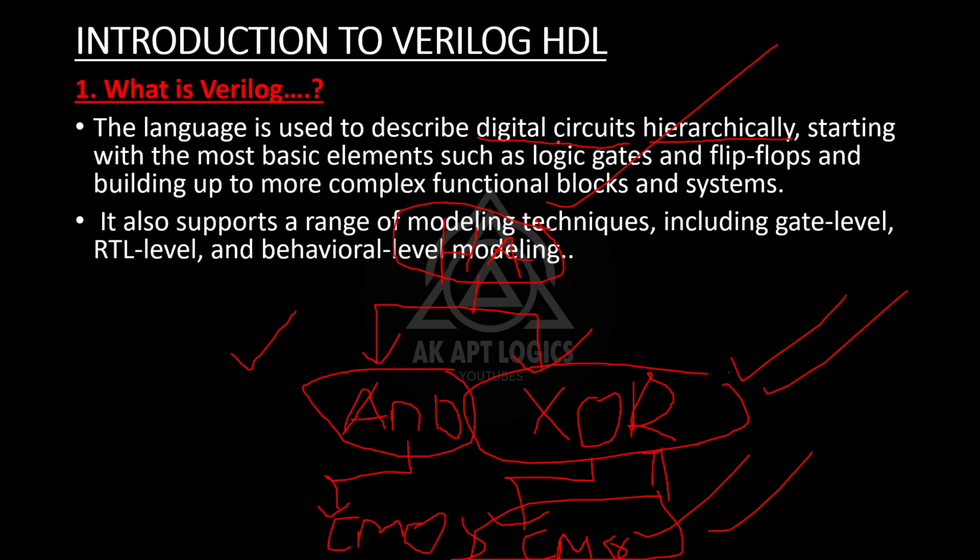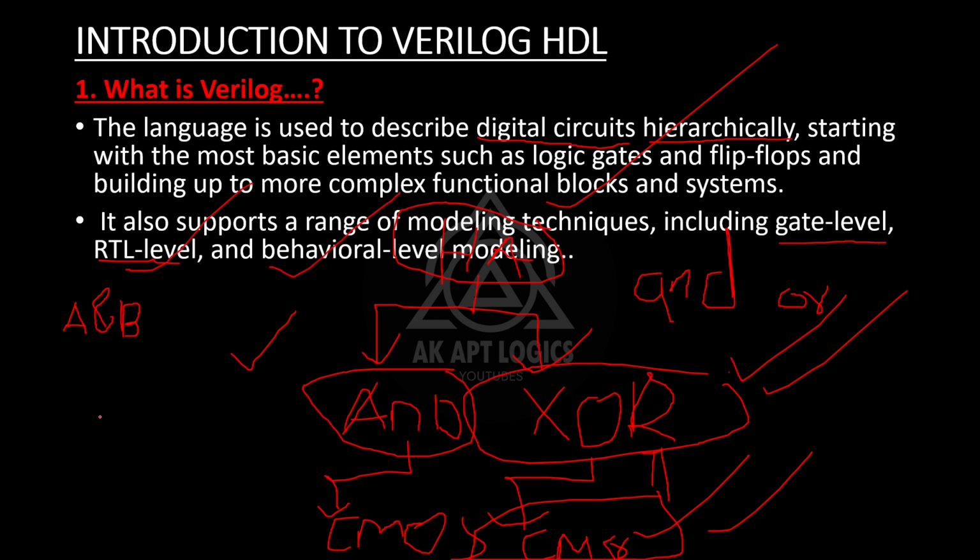Next, it's widely supported, and the range of modeling techniques includes gate level. Gate level means there are some primitives, predefined things like AND gate, OR gate, XOR gate. There are already predefined keywords. RTL level is nothing but using the equation, in the sense logic. For AND gate we represent A and B, so using this we will code at the RTL level.